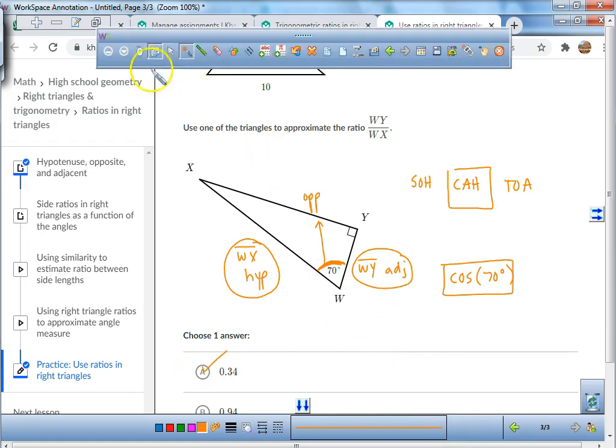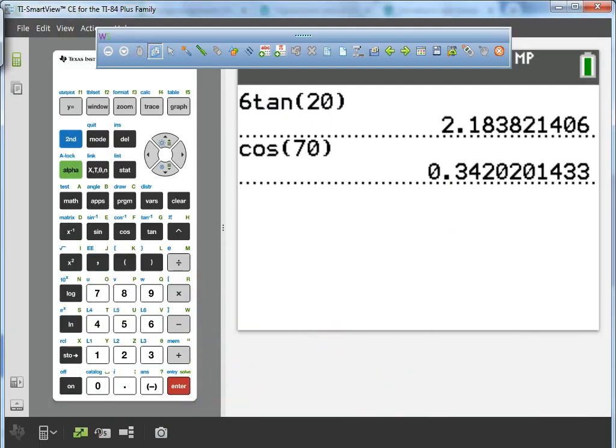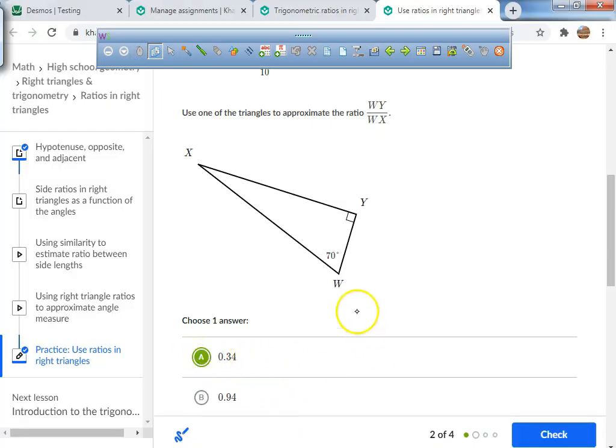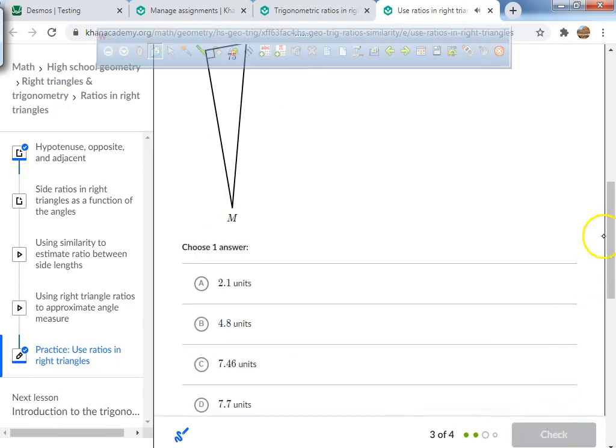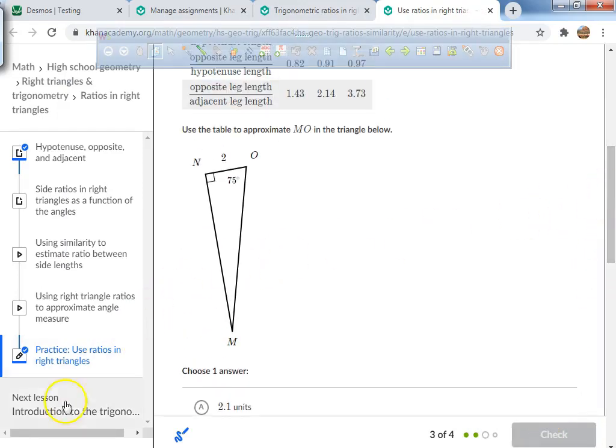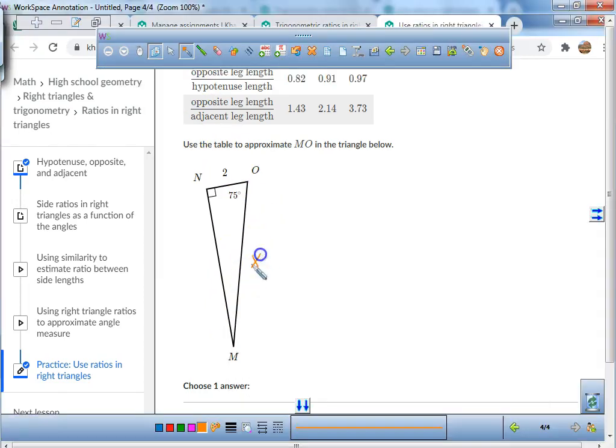All right, so hopefully that made sense to you. I used it from 70. I compared my adjacent to my hypotenuse, which is cosine. I typed it in, cosine of 70, and I'm done. So right here, we're going to look at this, and we're going to find M to O. We're going to find the hypotenuse right here. So I'm going to label that X.